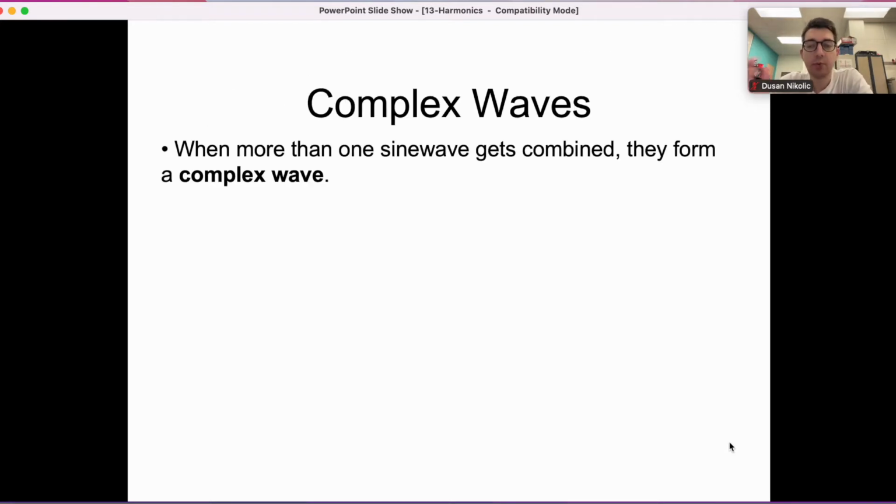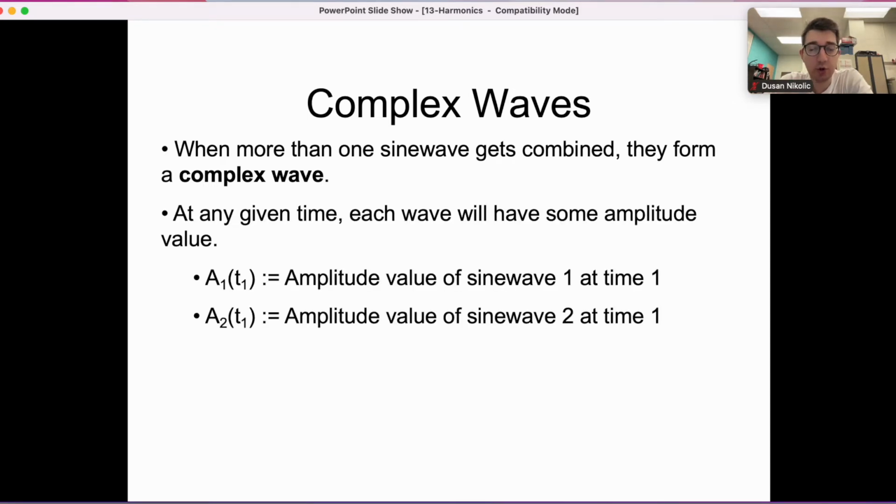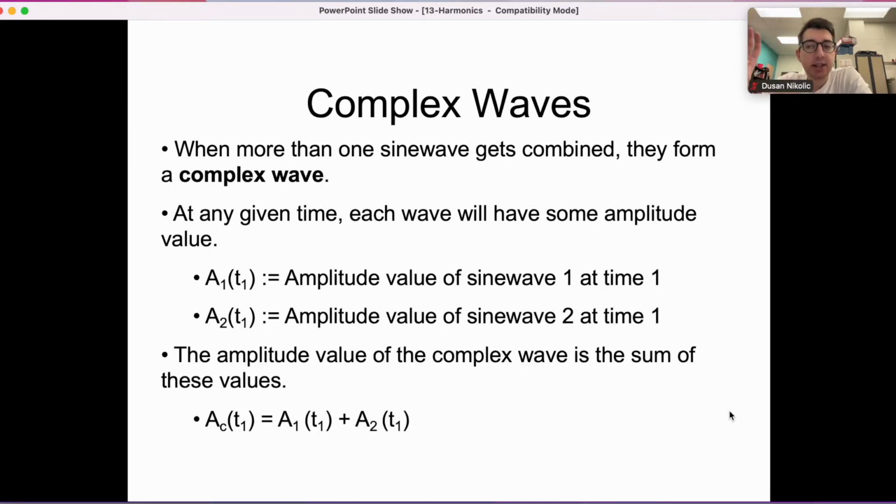We know that when more than one sine wave gets combined, they form a complex wave, right? We also know, and we've been doing some calculations of these, that at any given time, each wave will have some amplitude value: amplitude value of sine wave 1 at time 1, amplitude value of sine wave 2 at time 1, and the amplitude value of a complex wave is the sum of these amplitude values, right?